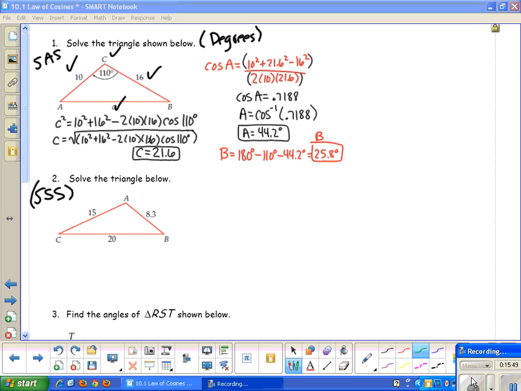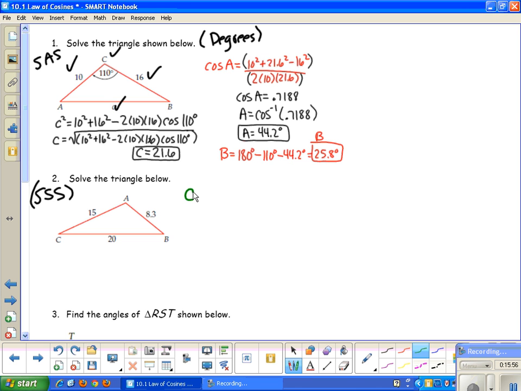So I'll do the first one and then you guys can go ahead and finish it. So if I want to find the, let's do the cosine of angle C. If I want to find this angle here, notice that the side opposite is 8.3, and that means I'm going to add this side and subtract the 8.3.